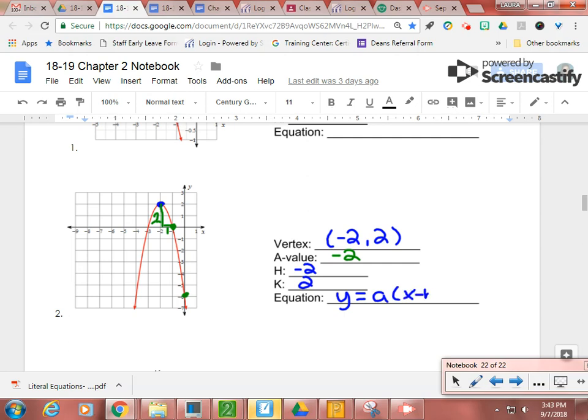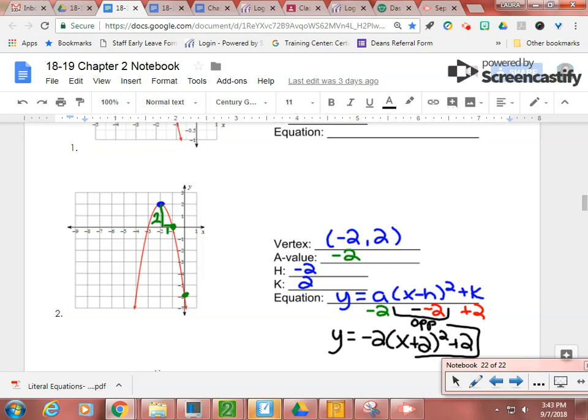So I have a(x minus h) squared plus k. My a value is -2, my h value is -2, and my k value is 2. Remember, I want to do the opposite on this one because it's going to be a minus. So my answer is -2(x plus 2) squared plus 2. The only hard part will be remembering to do the opposite for the h. Opposite for that one right there for the h.